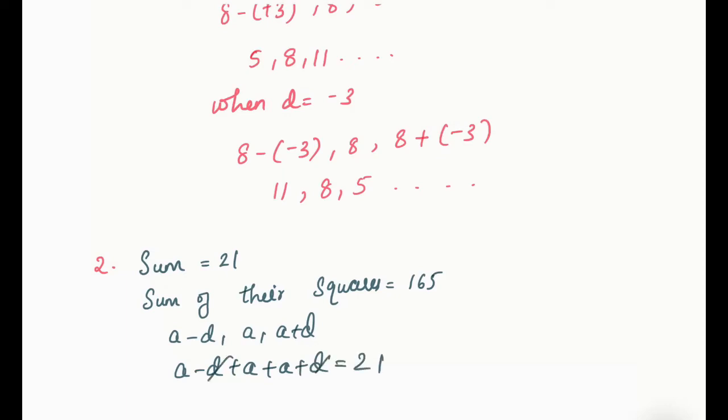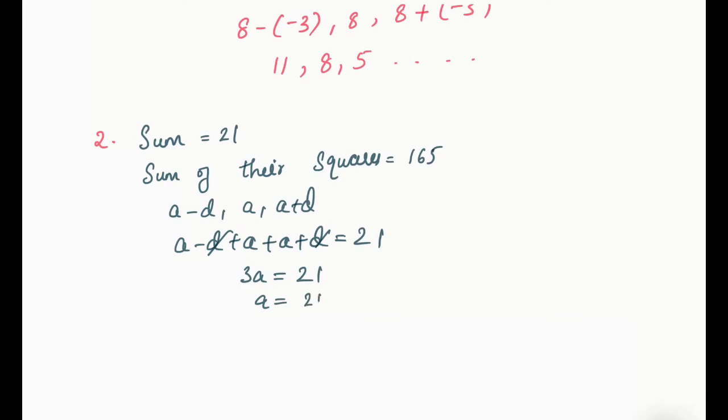Minus d and plus d get cancelled. 3a is equal to 21, so a is equal to 21 by 3, that is equal to 7. Now the sum of the squares: a minus d whole square plus a square plus a plus d whole square equals 165. Right? Sum of the squares.